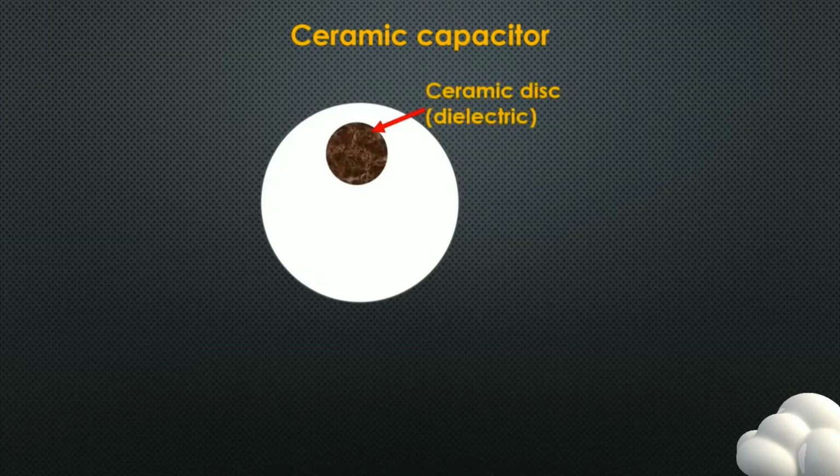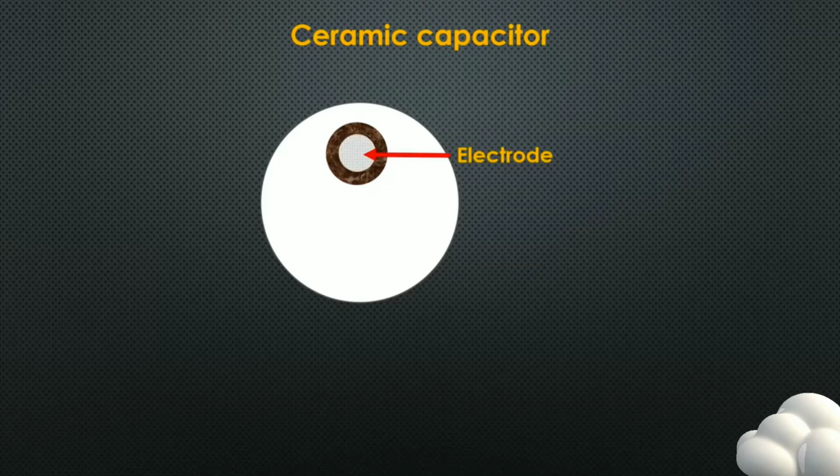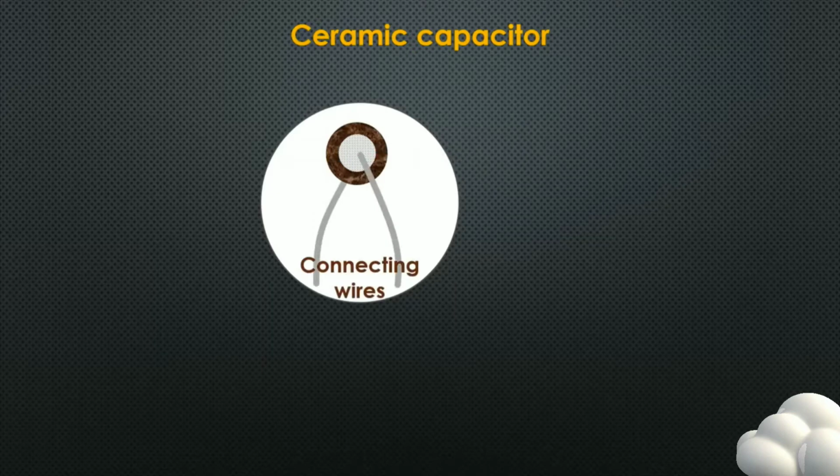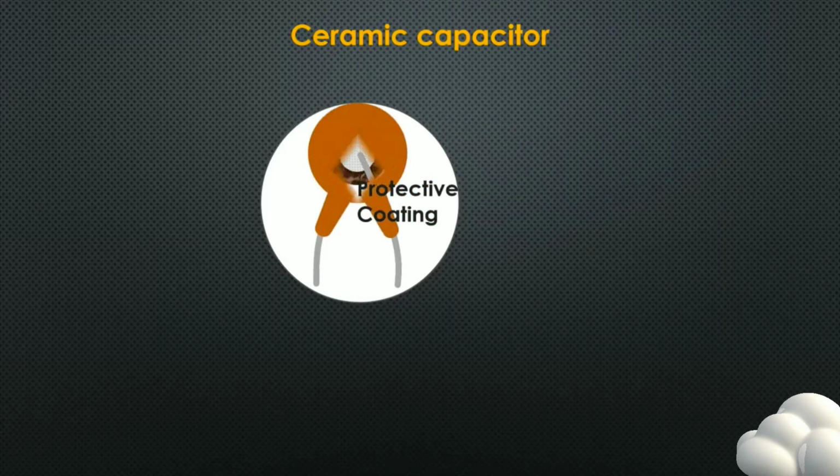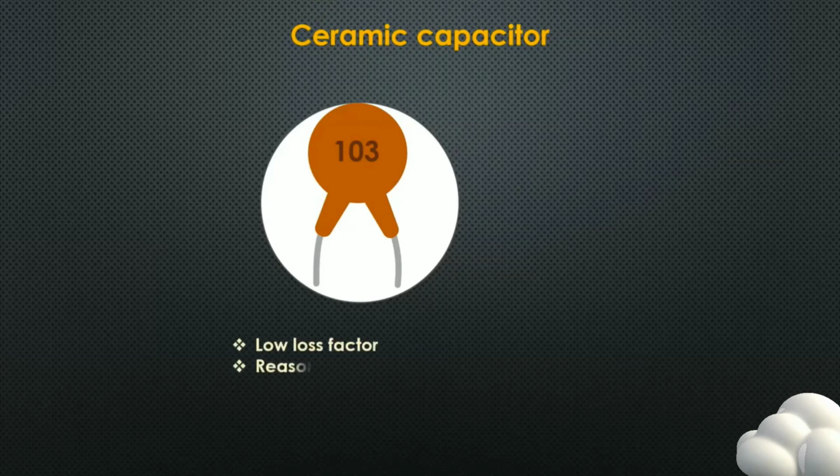In the figure we have shown a ceramic disc. On both sides of the ceramic disc we put an electrode, and from that electrode we take connecting wires, and this entire setup is encapsulated by a protective coating, and a value will be specified on the capacitor. That will be the value 103, which will specify the value of the capacitance.